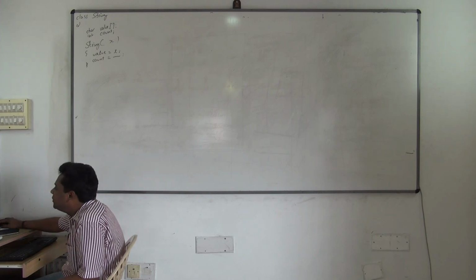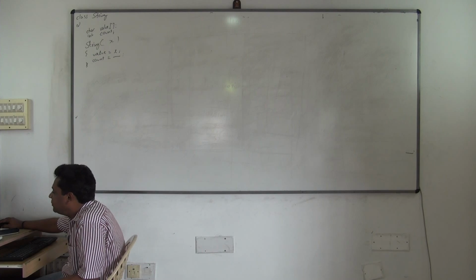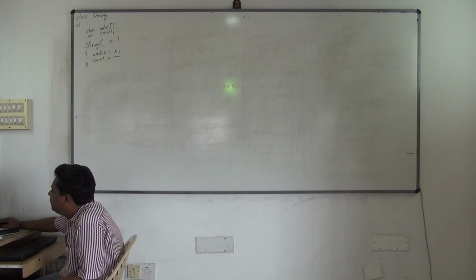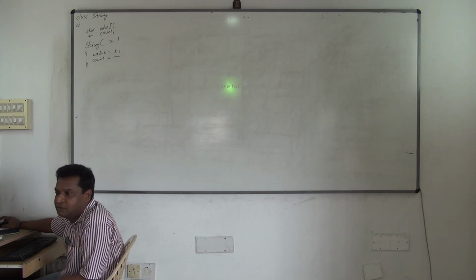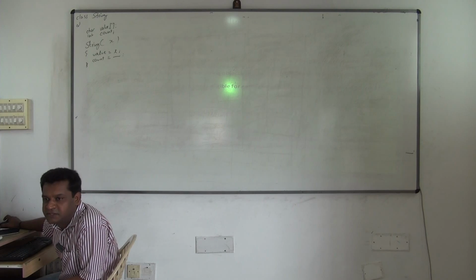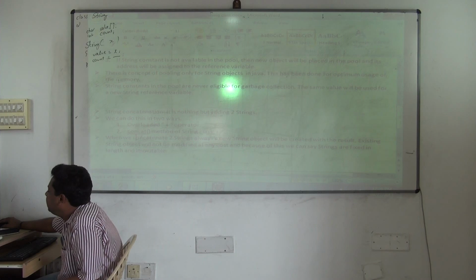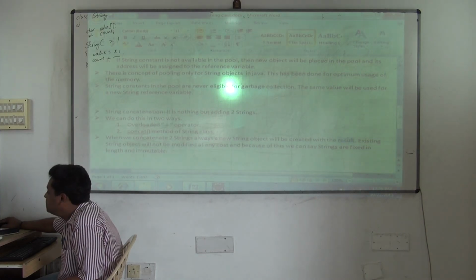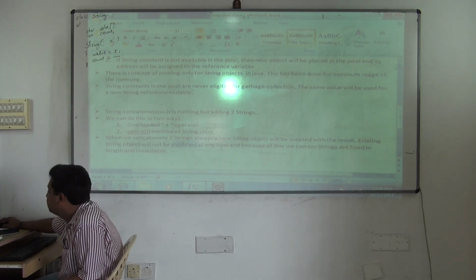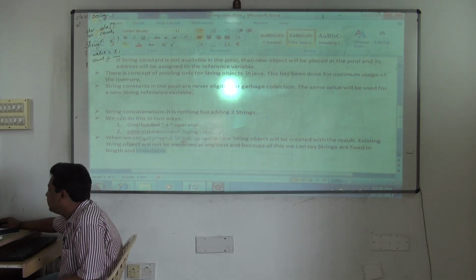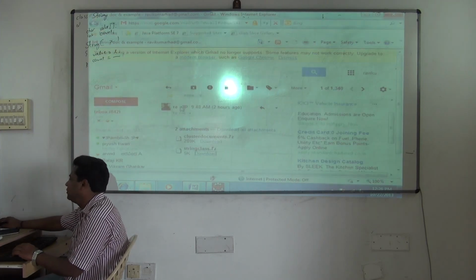So we had completed string concatenation. Write this. String concatenation is nothing but adding two strings, and you can do it in two ways. One is the plus operator and another is the concat method. When we concatenate two strings, always a new string object will be created with the result. The existing string object will not be modified at any cost. Because of this we can say strings are fixed in length and immutable. Very important interview question. Understood? Fine. Now we start seeing the members of class String.